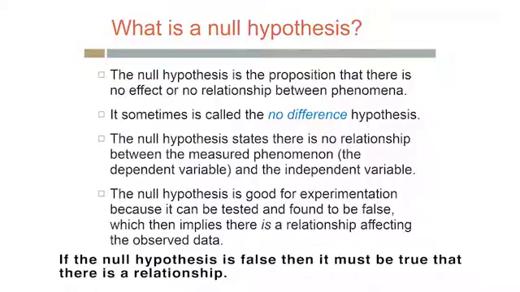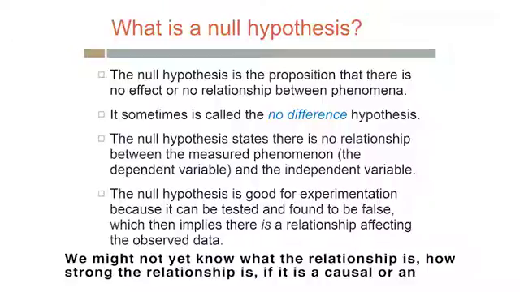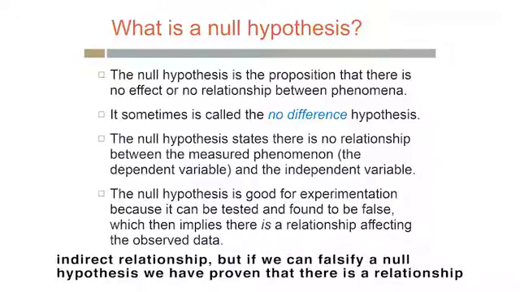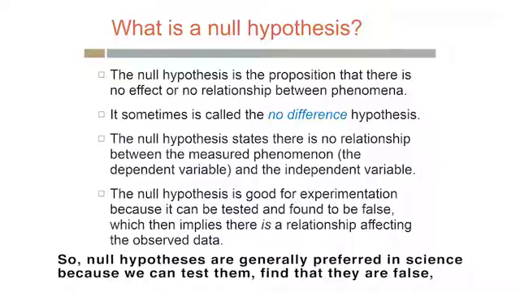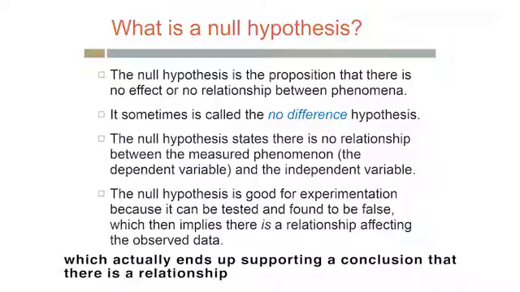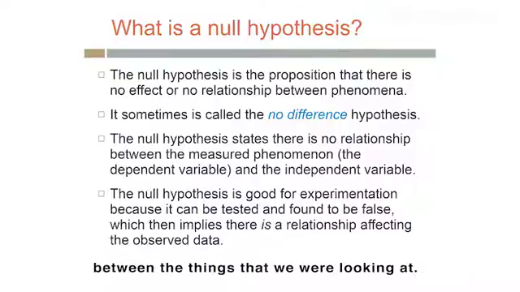If the null hypothesis is false, then it must be true that there is a relationship. We might not yet know what the relationship is, how strong the relationship is, or if it's a causal or an indirect relationship. But if we can falsify a null hypothesis, we've proven that there is a relationship. And that allows science to move forward more quickly. So null hypotheses are generally preferred in science because we can test them, find that they're false, which actually ends up supporting the conclusion that there is a relationship between the things that we were looking at.